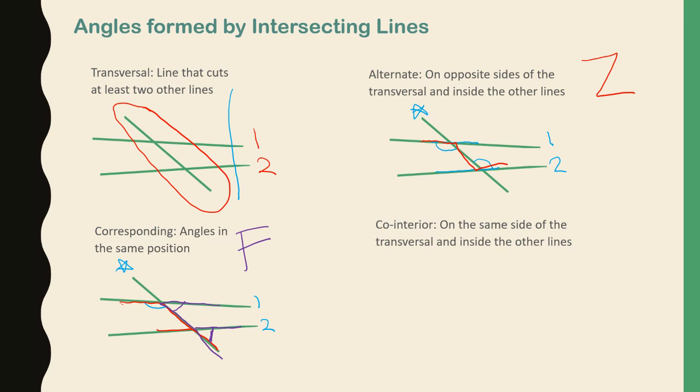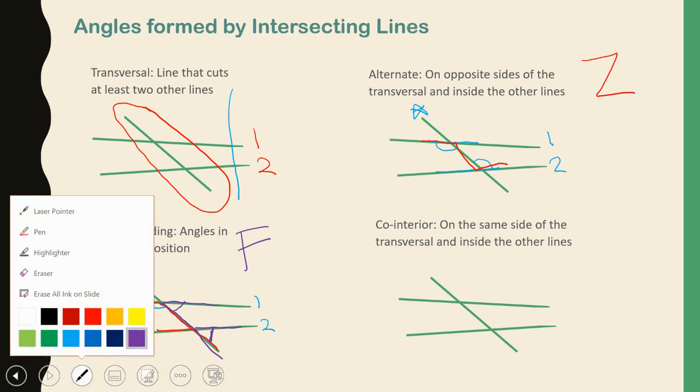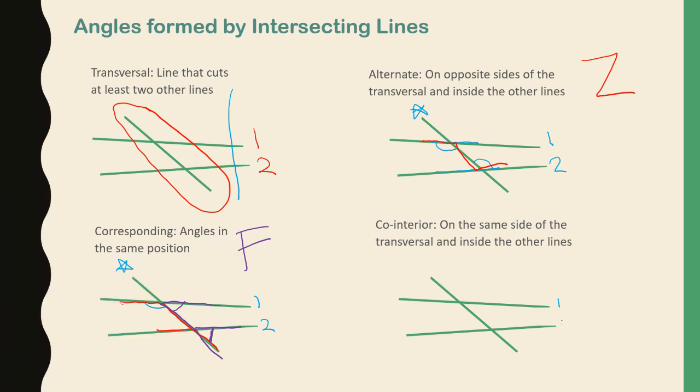This one is when you have angles on the same side of the transversal and inside the other 2 lines. So again, let's identify the transversal. This is the first line, the second line. This is the transversal cutting through the 2 lines. So co-interior angles are on the same side of the transversal. Let's choose this side. So this side of the transversal. And so it must be on this side, and it must be inside the other line. So it must be in here. So this angle A and this angle B are co-interior.